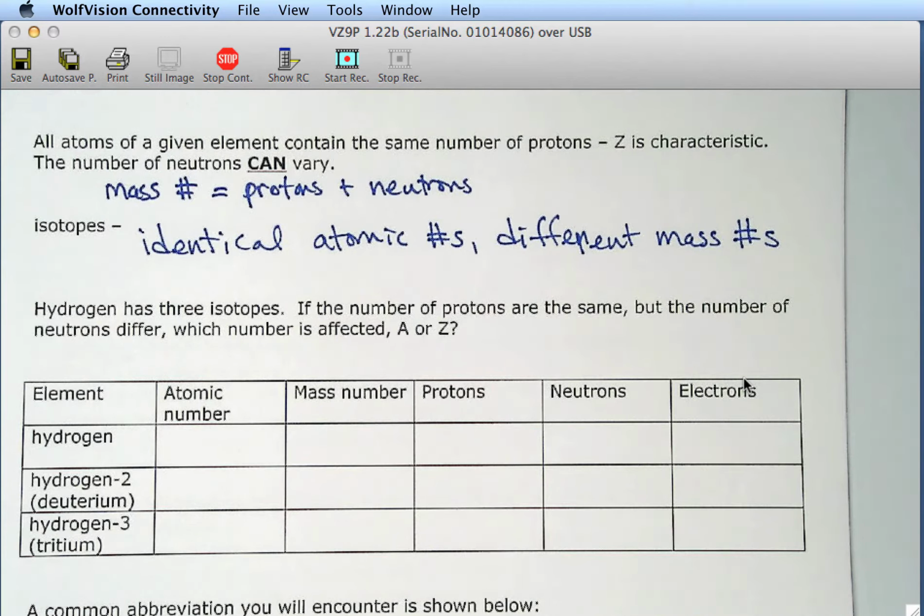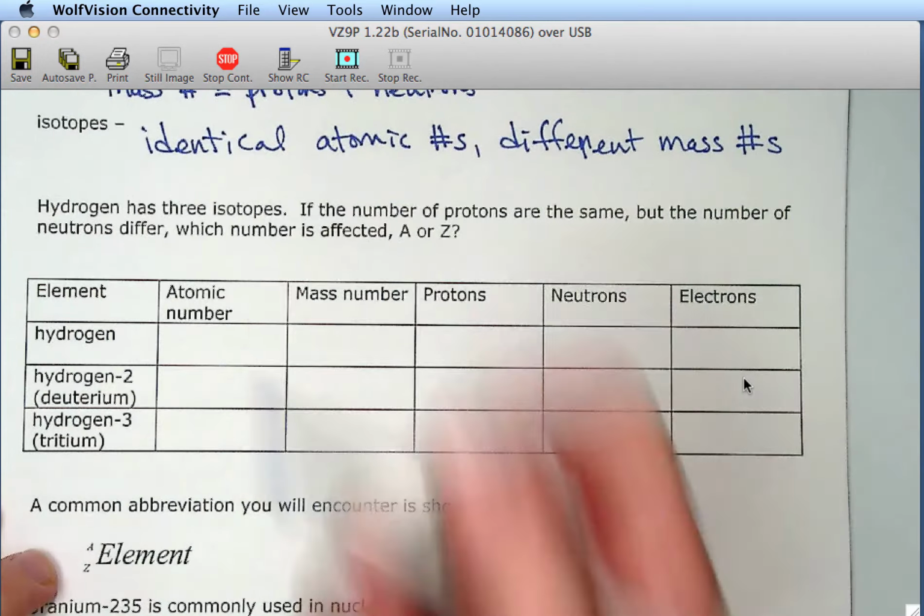What would the atomic number be of all the different isotopes? 1. So you look right beside hydrogen, and you see the number in blue is 1. So that's the atomic number.